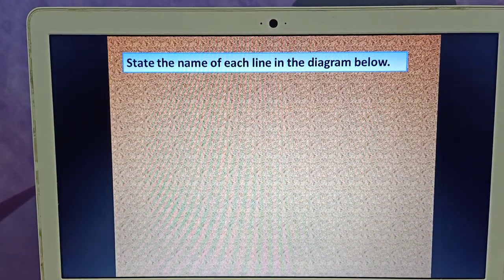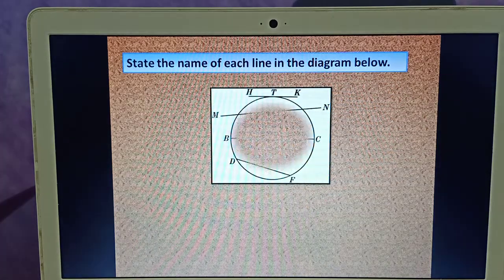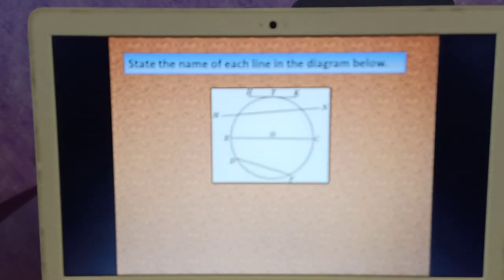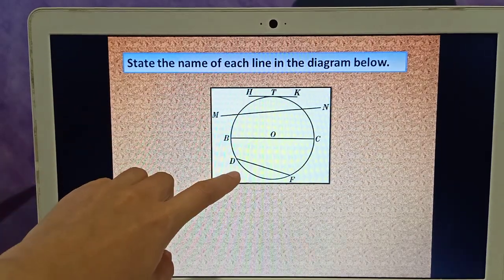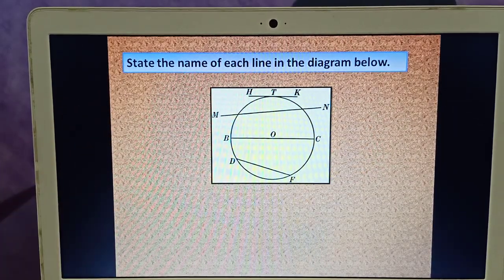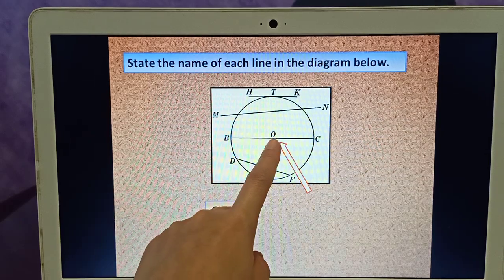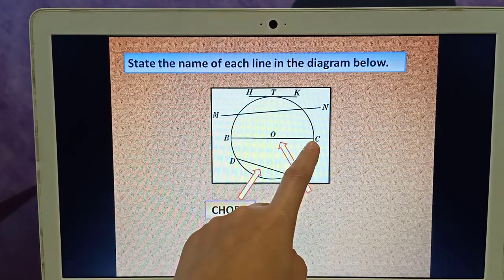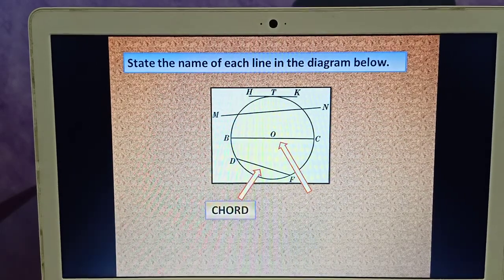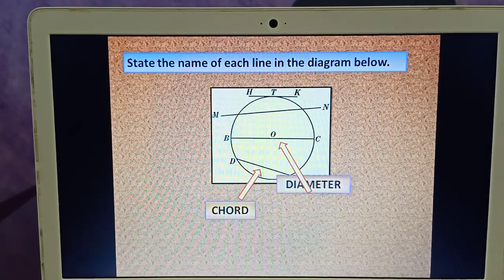State the name of each line in the diagram below. As you can see here, there are 4 lines. So what is the name for each of these straight lines? What is the name for line DF? It starts with C. We call it chord. How about straight line BC? It is a straight line that touches any 2 points on the circumference and passes through the center. So we call this diameter.